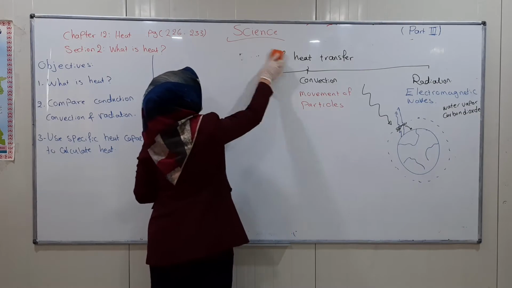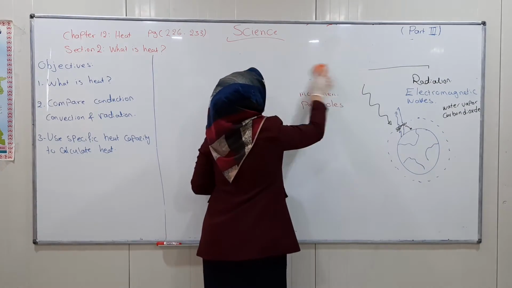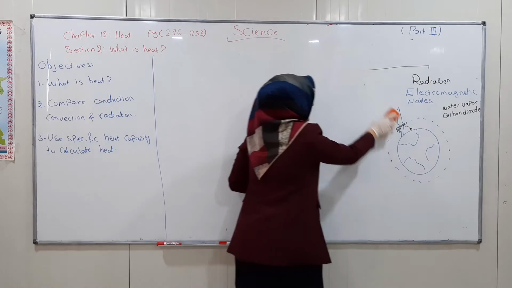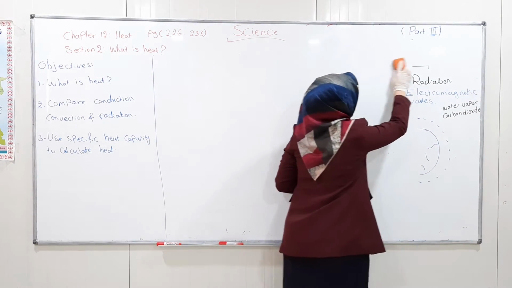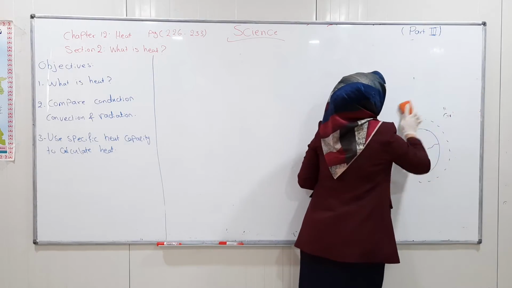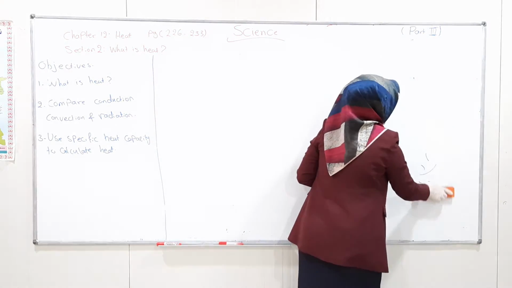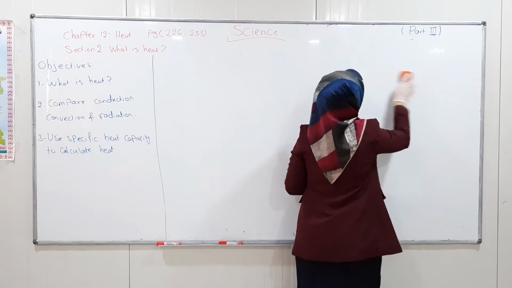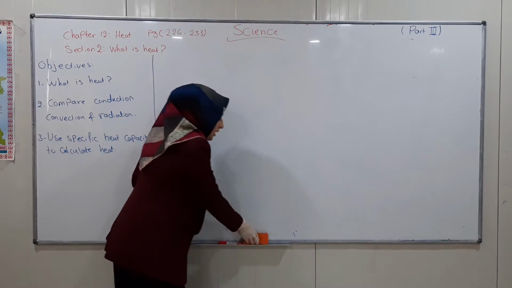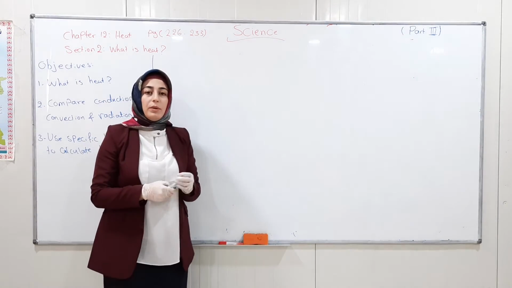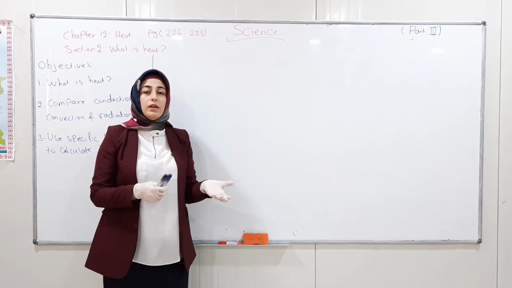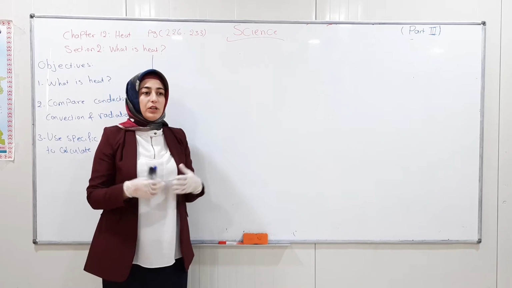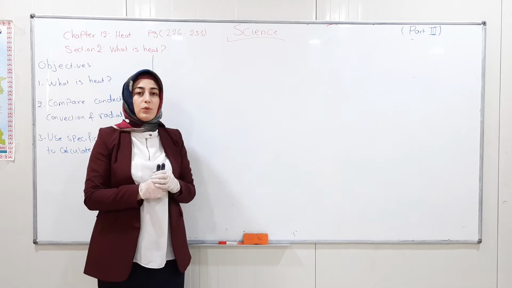So before the explanation of specific heat, maybe you have noticed that in a swimming pool, the temperature of the water is less than the temperature of the air which is around the swimming pool.